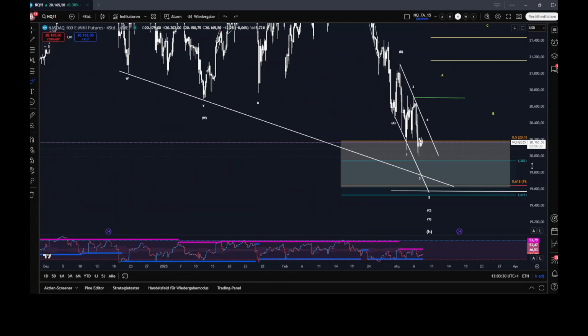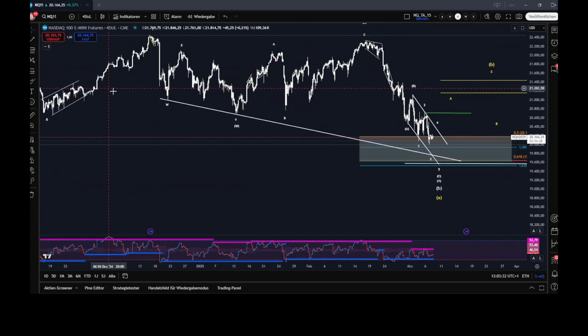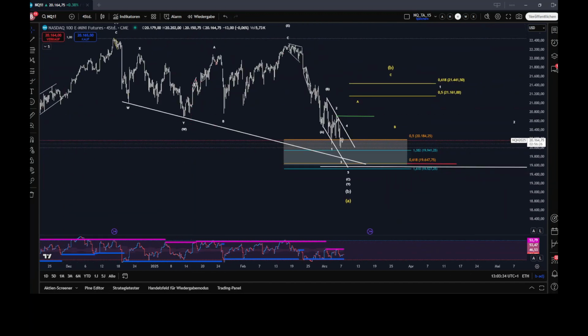And I also talked about the trend line yesterday, which I have drawn on the chart. That is this trend line I'm talking about. And it could really be that the price wants to go there and retest it and find support there. Okay. So that's very slightly above the 61.8 retracement at 19,647. And we could find support here and then go higher.